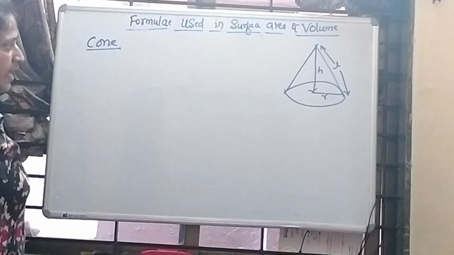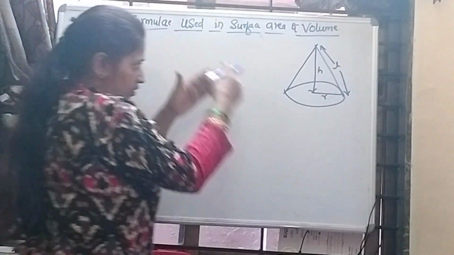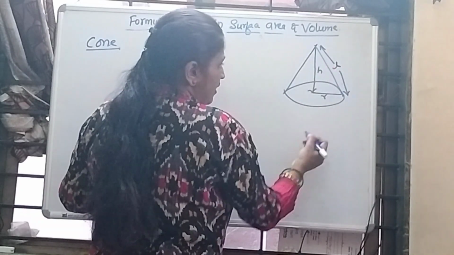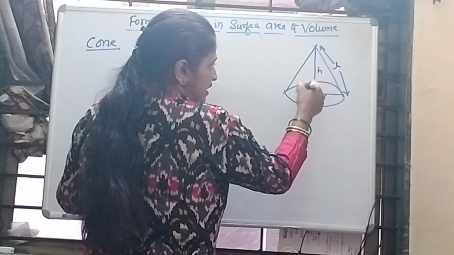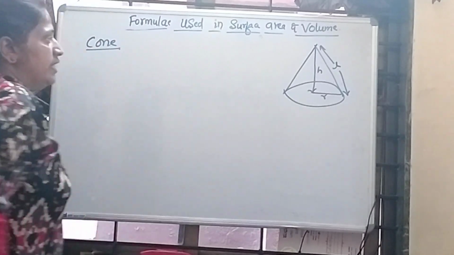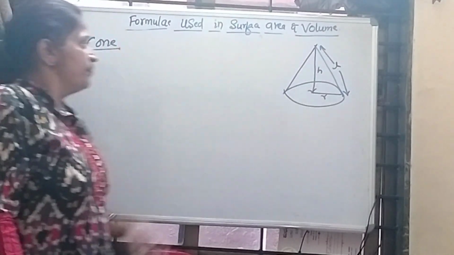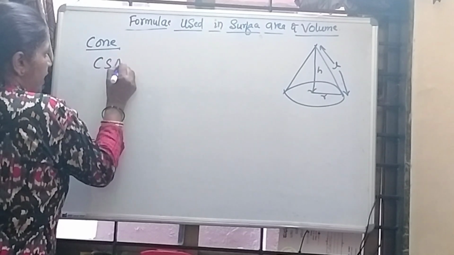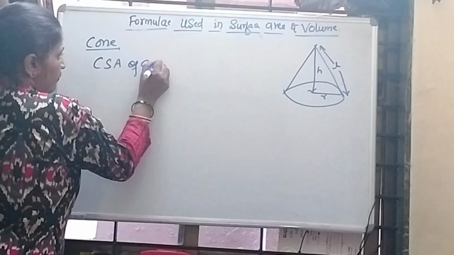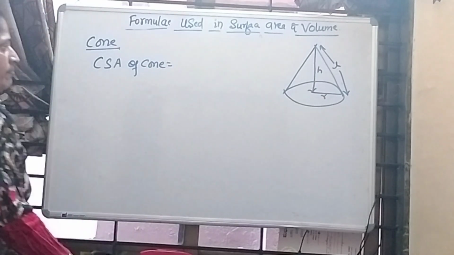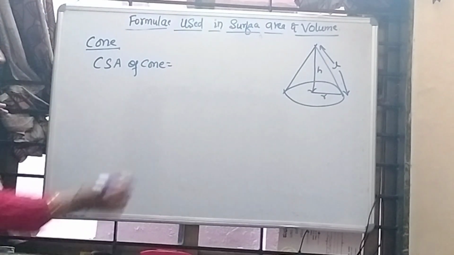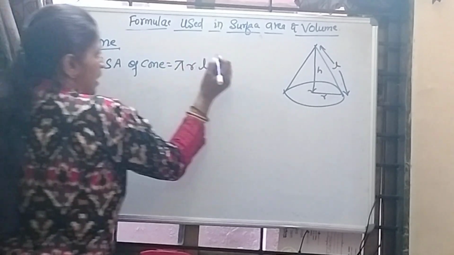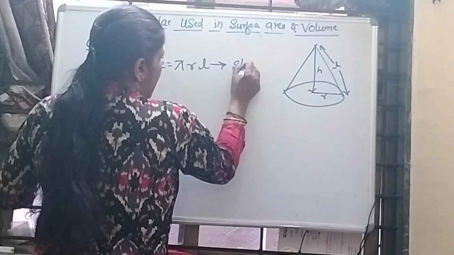So cone, as it has the slant shape, here we have slant height, which we take as L. This is the radius. Only one circle we have and it has only one vertex. So we'll take the LSA or CSA of cone as follows. If we cut them and form a triangle, we get the formula as pi r L. L here is slant height.